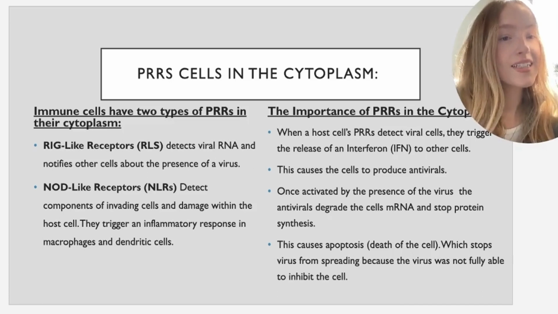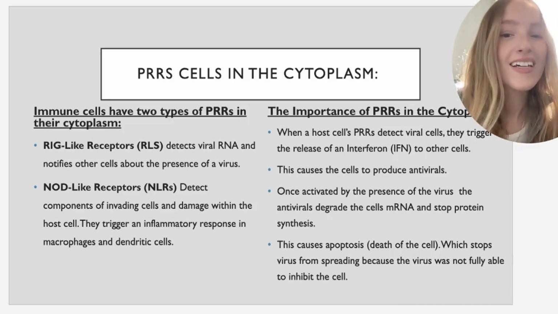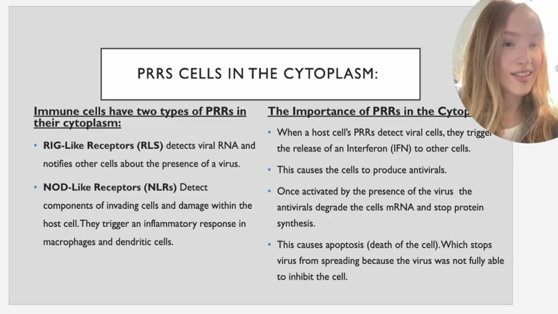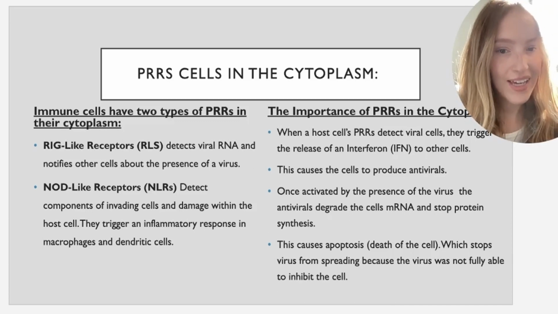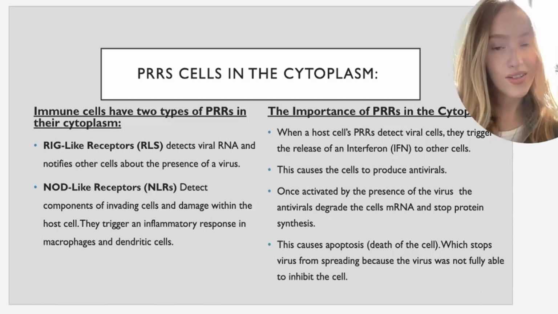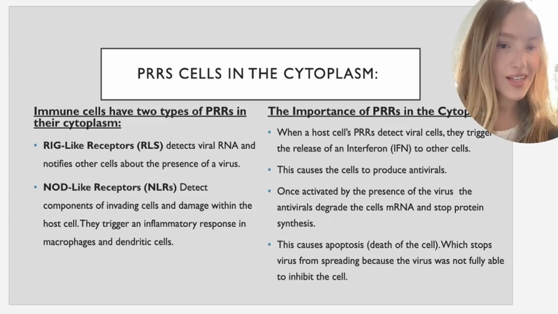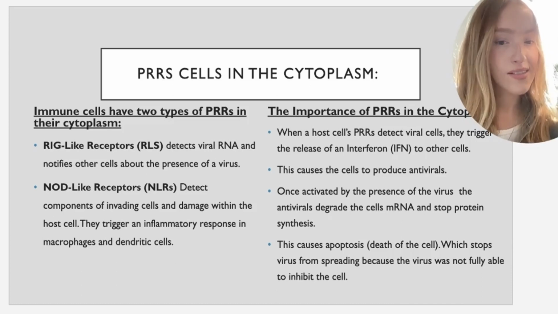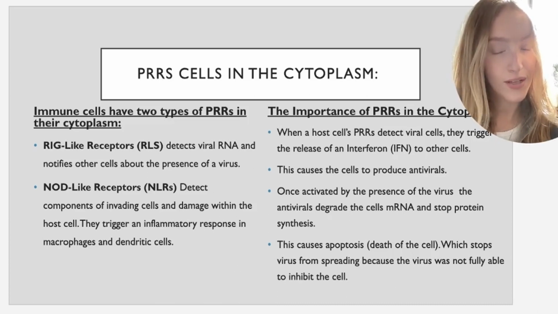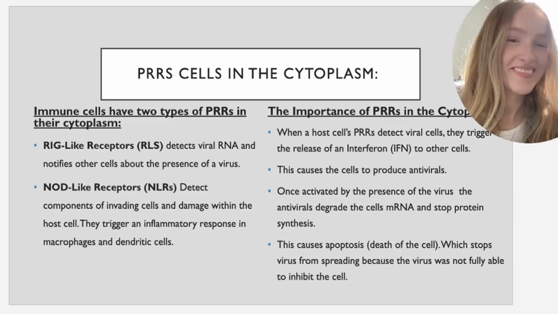And then finally, there's pattern recognition receptors within the cell's cytoplasm. There's two types. There's RIG-like receptors, which detect viral RNA and notify other cells about the presence of a virus. Or there's NOD-like receptors, which detect components of invading cells and damage within the host cell itself. This specifically triggers an inflammatory response within macrophages and dendritic cells.